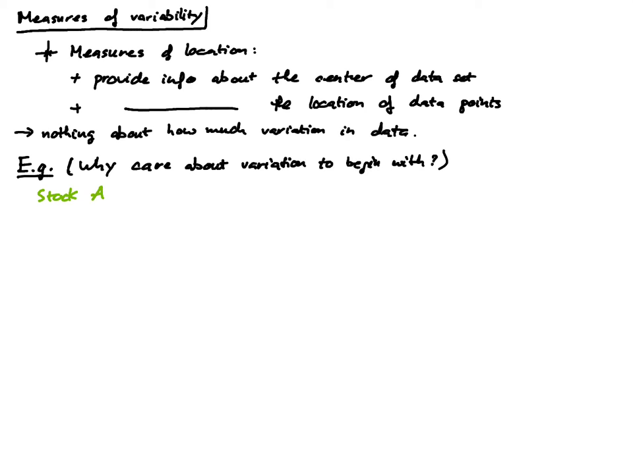So stock A has an average return of 8% over 5 years. That looks like an attractive option to put your money in, right? But here's the problem. Let's say this is year 1, year 2, year 3, year 4, and then year 5.